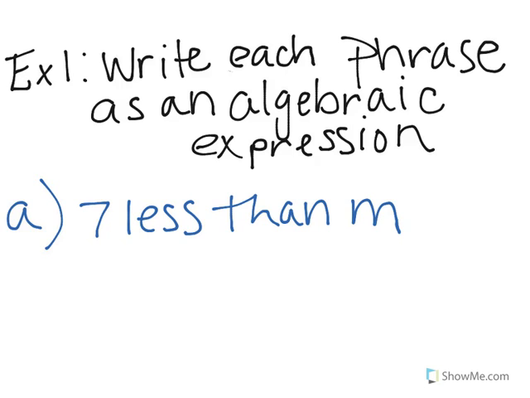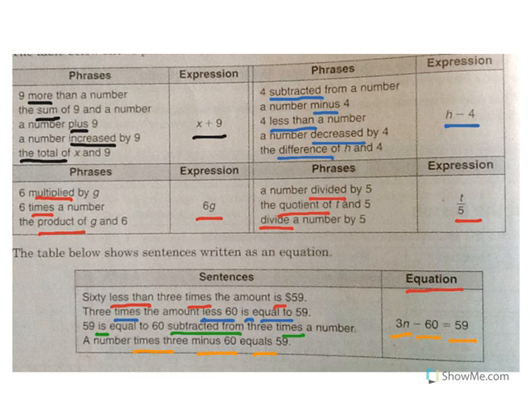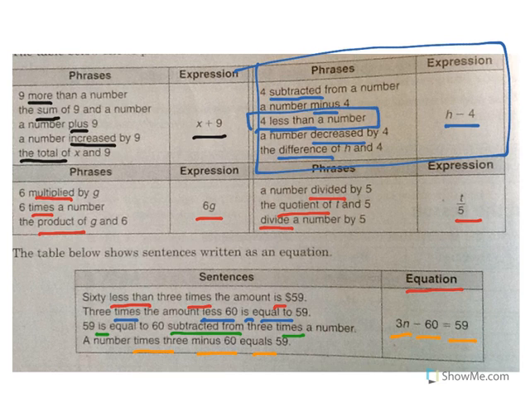And I'm going to highlight here the words less than. So we can go back to our chart, and I know less than is going to mean subtraction. So I'm going to focus on this part of the chart here. If you notice, 4 less than a number, you can write that as h minus 4. Notice that the 4 comes behind the h.